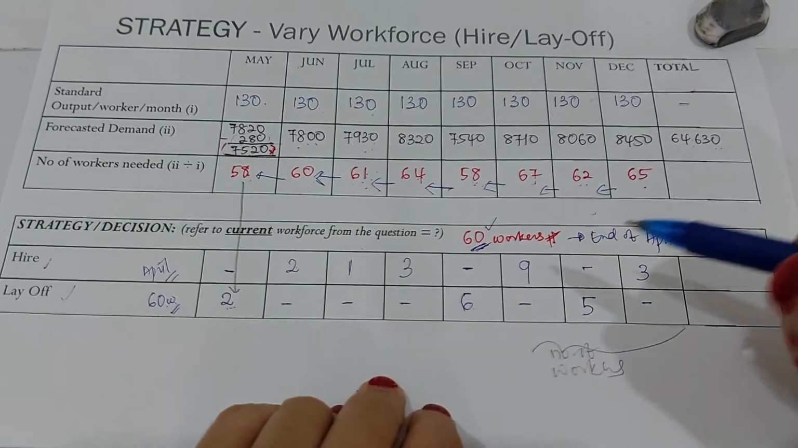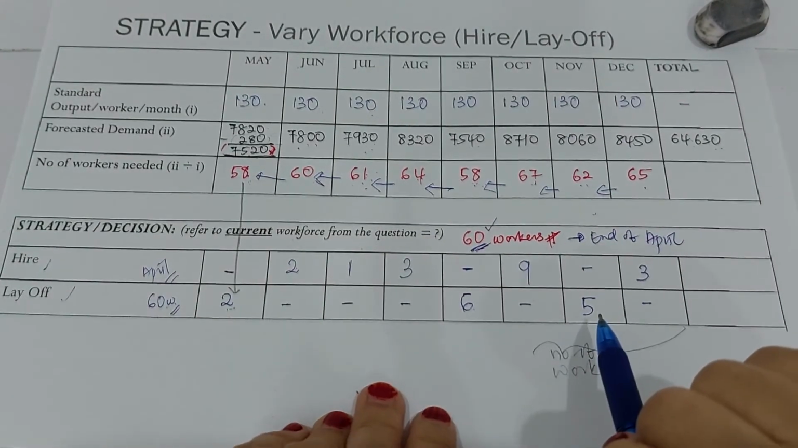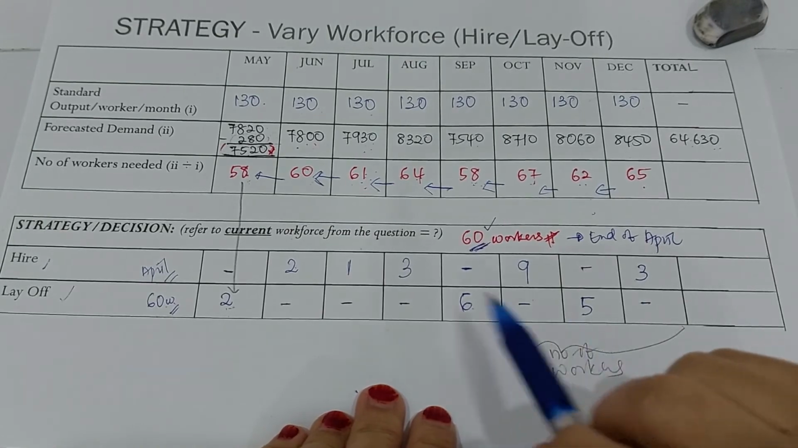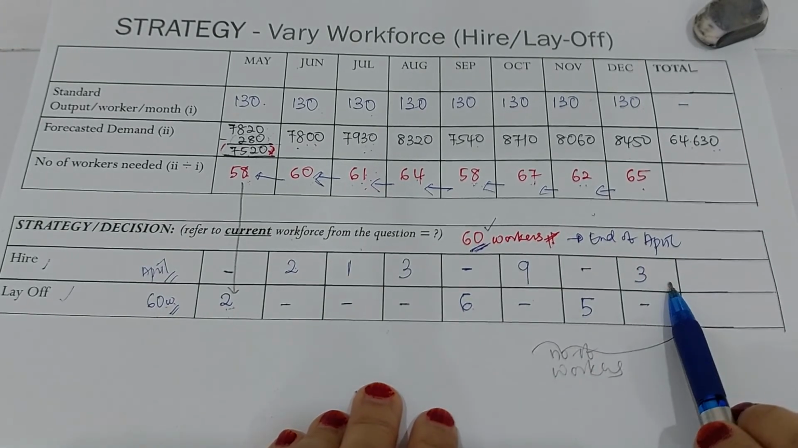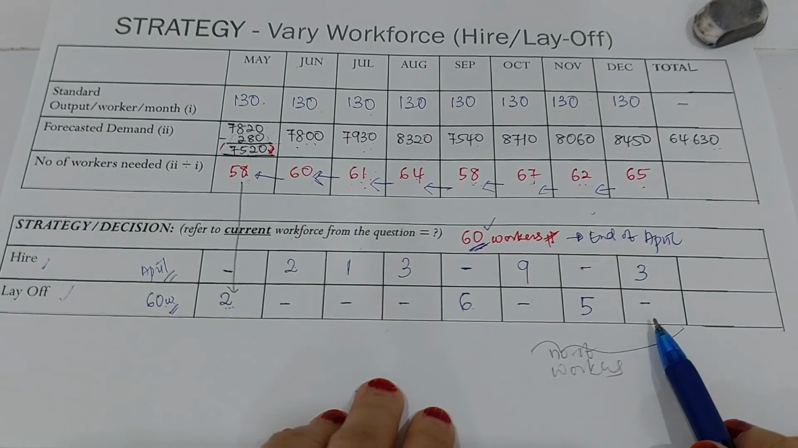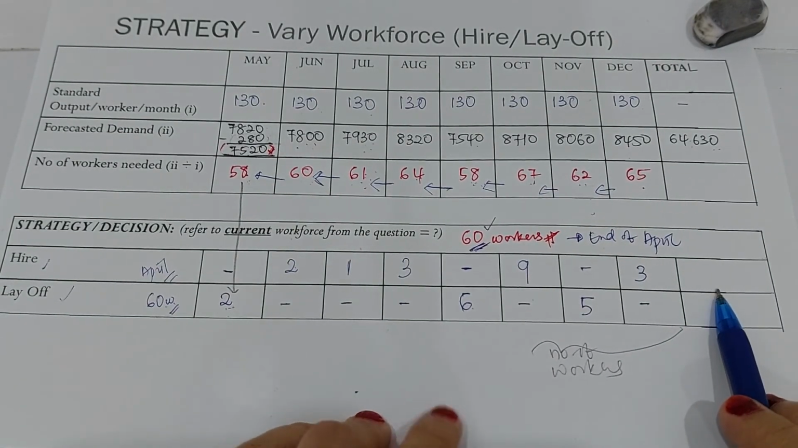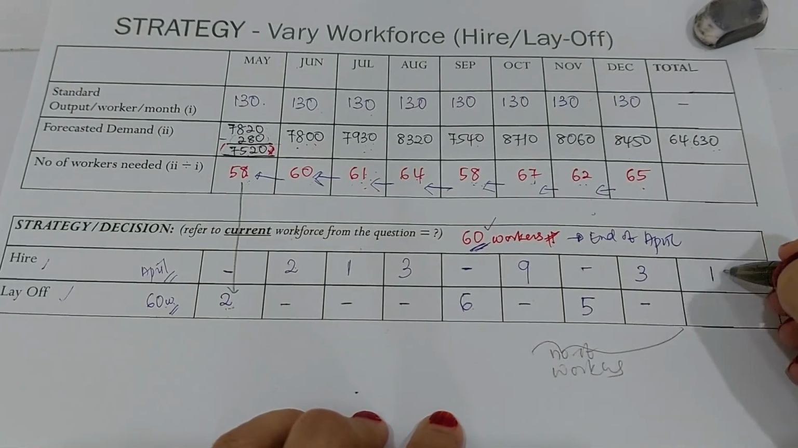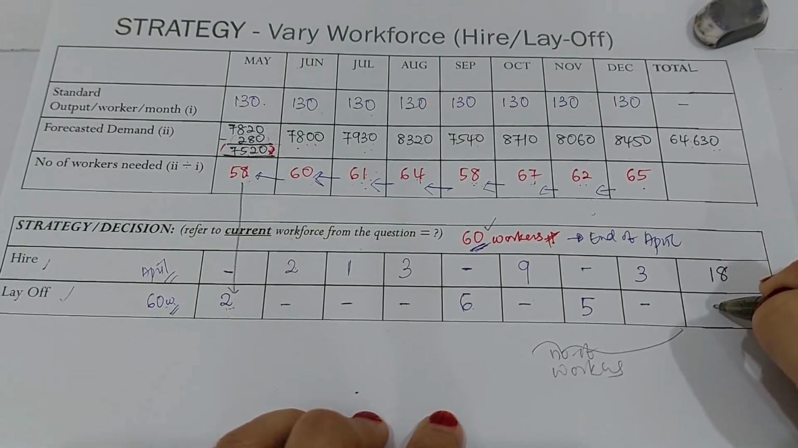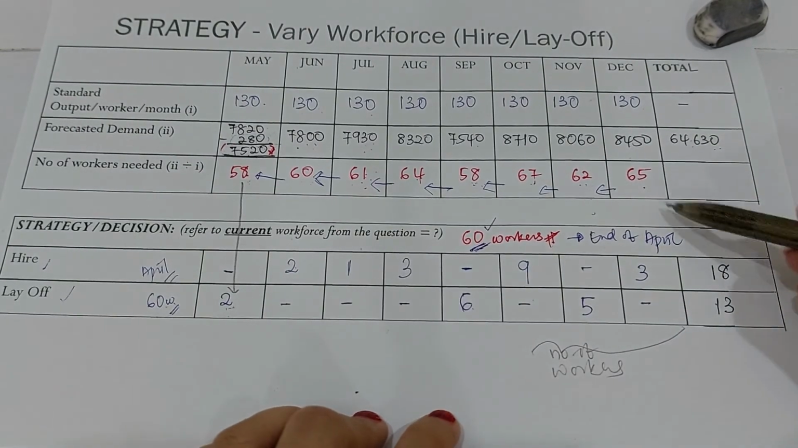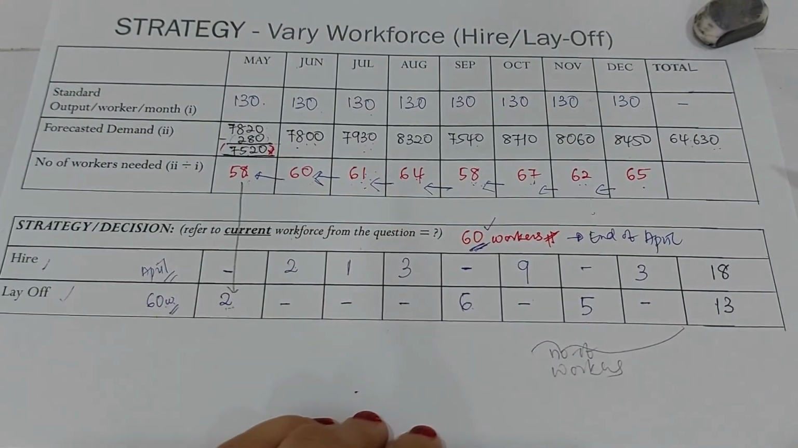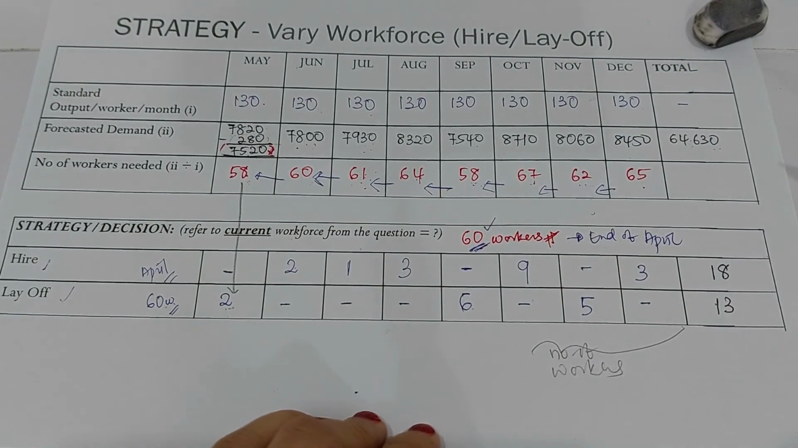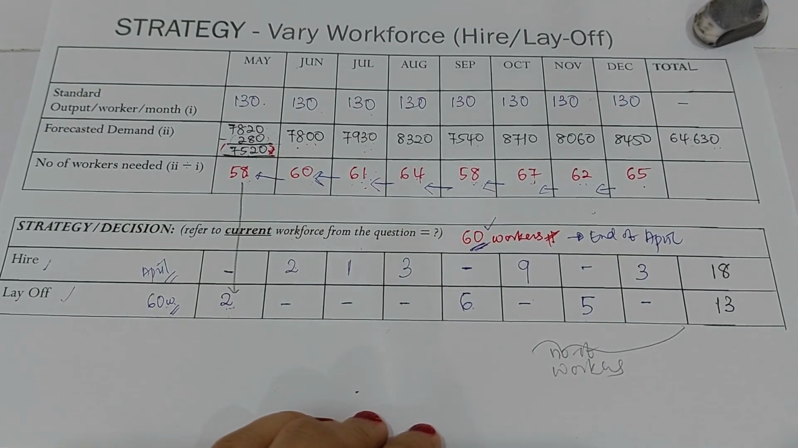Okay, so now we have completed the strategy. Very simple. We add up all the hires and we add up all the layoffs. Total them all together. So in the end, we get total workers hired is 18 workers and total workers laid off is 13 for the whole 8 months period. Okay, so that is for the second part.